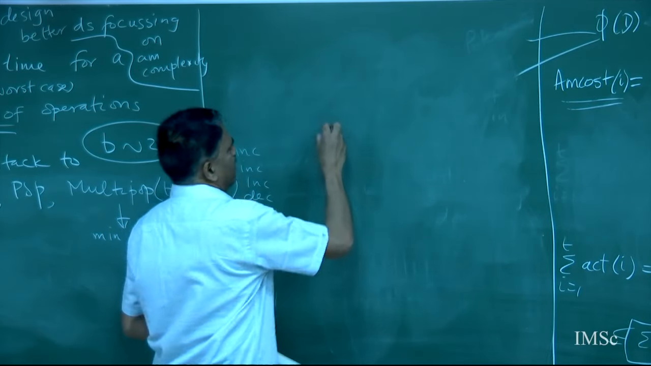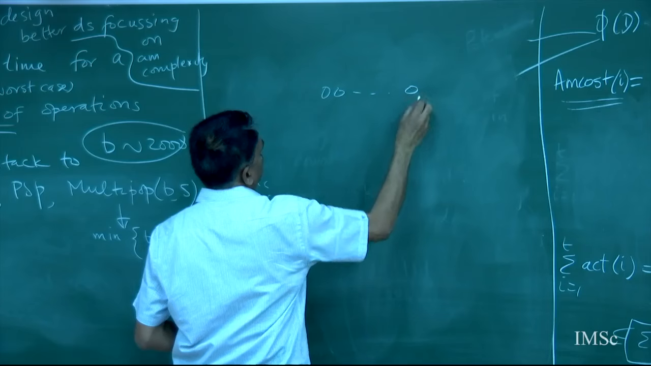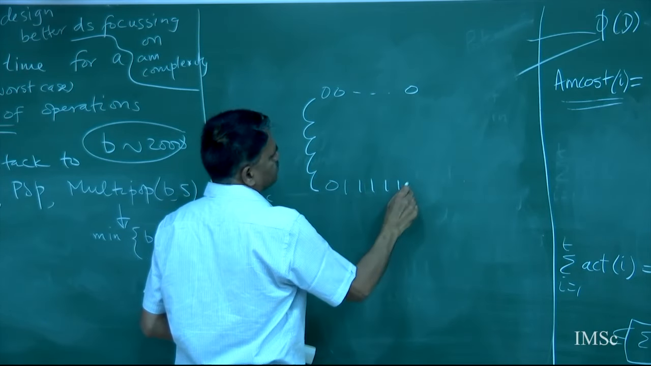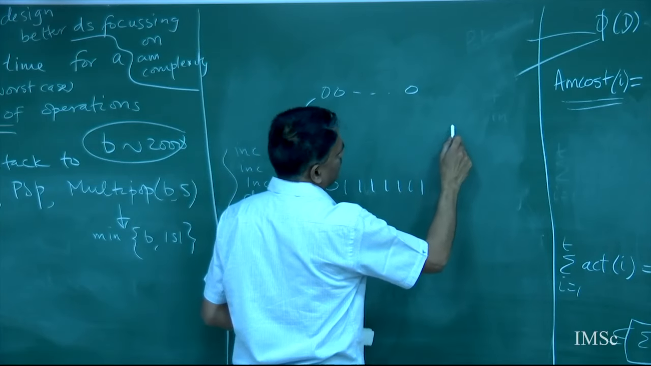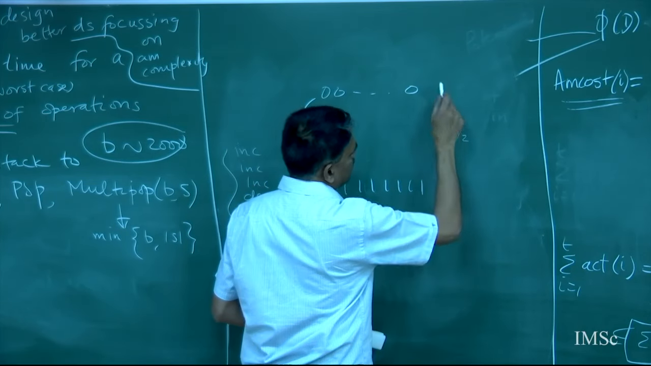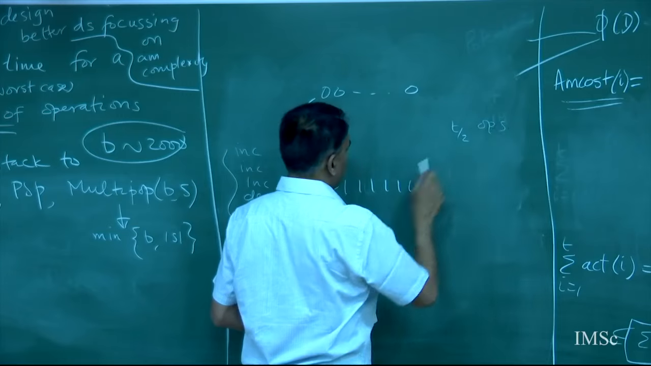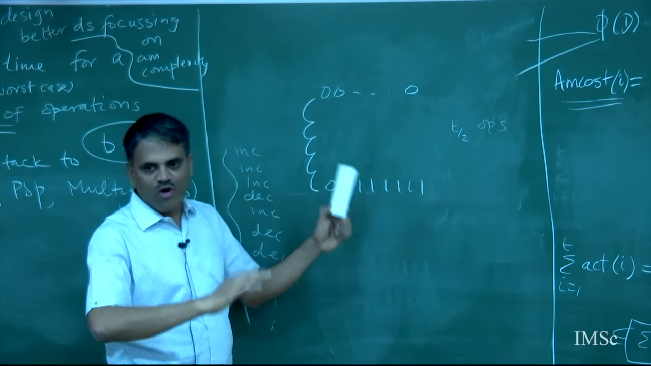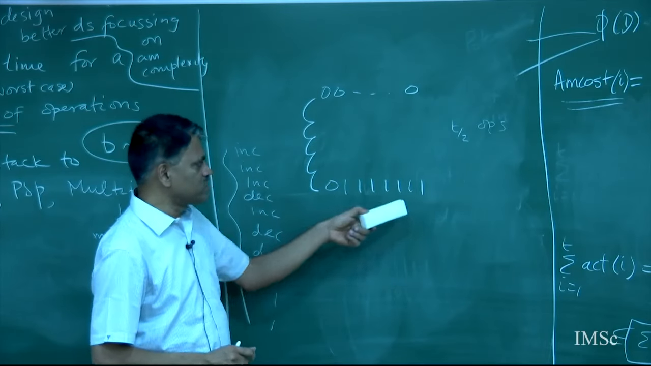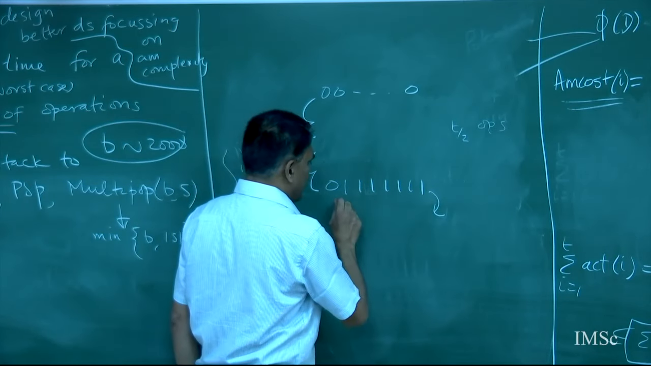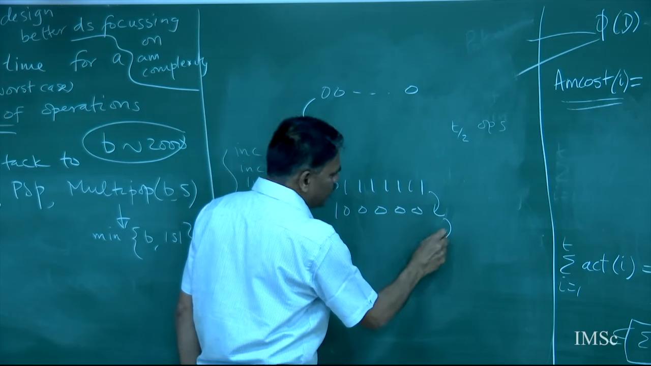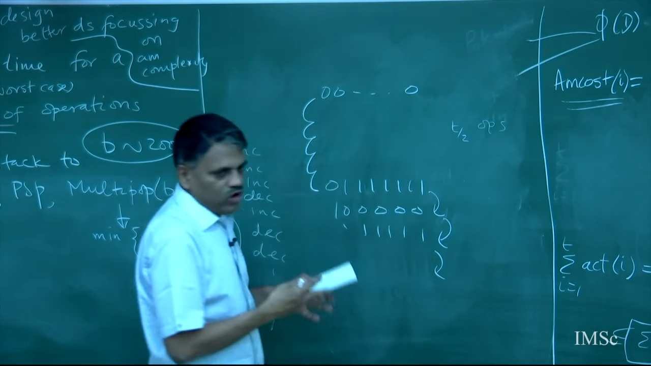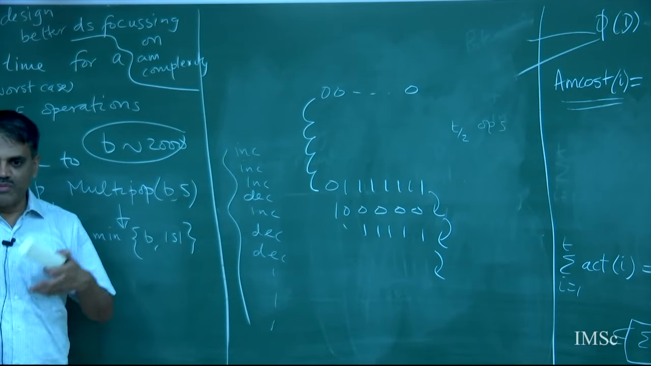Suppose I start with 0, 0, 0, 0. Let's say I do some increments and get to this. So suppose I do t many operations, about half of them, and we get a lot of ones here, some number proportionate to b by 4 or b by 10. Then I do an increment, which will cost me b. Then I do a decrement, which will cost me b. Then an increment will cost me b again. So I'm not gaining enough potential to pay for it.